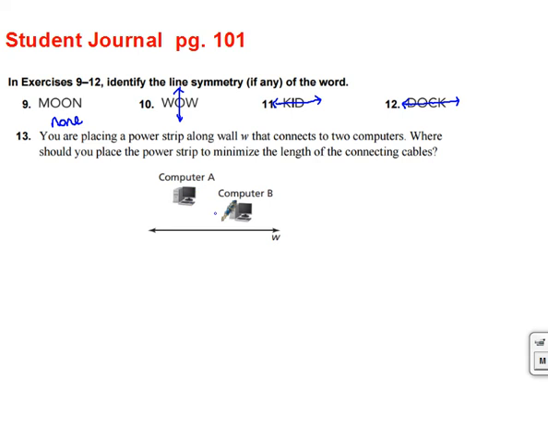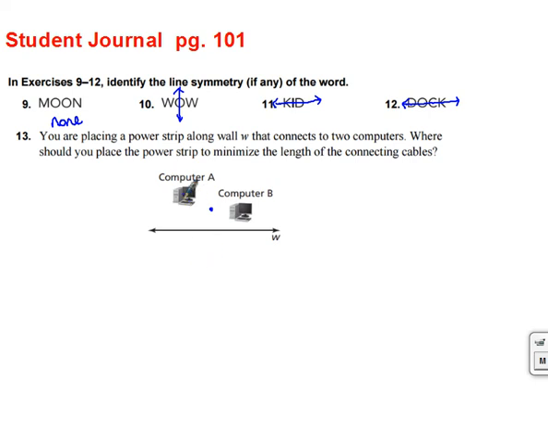All right, so check this out. This shows that you have two computers, and line W here is the wall, and you want a power strip to connect the two computers. It says, where should you place the power strip to minimize the length of the connecting cables? So basically, where would the shortest place be? I know you guys are just going to say, Miss Levan, it's halfway in between, but we actually want to find it mathematically.